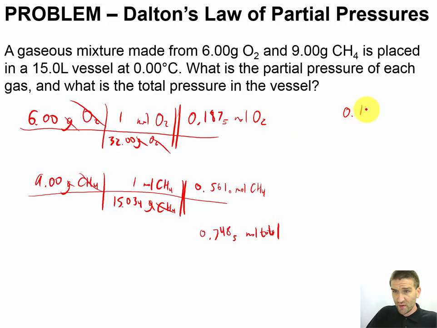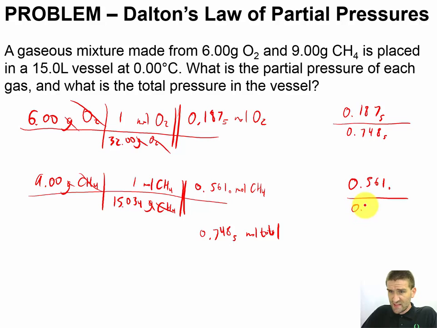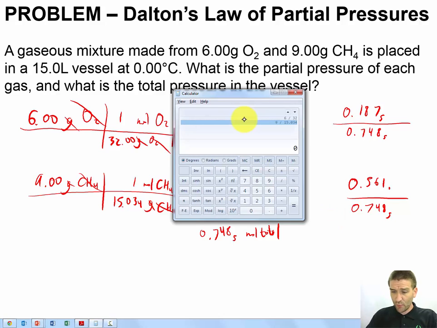So we'll do 0.1875 for O2, and it's going to be over top of my total number of moles, 0.7485. So again, we'll go ahead and grab the calculator as soon as we set up both of them. For this other one, it's going to be 0.5610 divided by 0.7485. Now we grab the calculator, and we'll type in our 0.1875 divided by 0.7485. That's going to be 25%. So it'll be 0.25 for its mole.